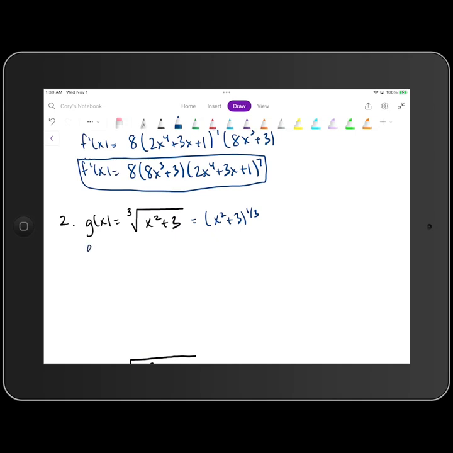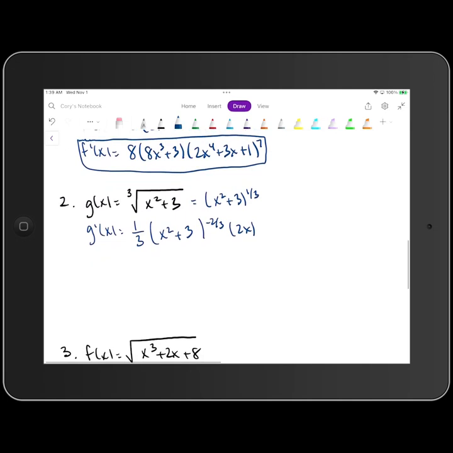Okay, so if we're going to take the derivative of this composite function using chain rule, the outer function in my composition is x to the 1/3, whose derivative is 1/3 x to the negative 2/3 power. We're going to evaluate that at the inner function x squared plus 3, and then we're going to multiply that by the derivative of the inner function, which is 2x.